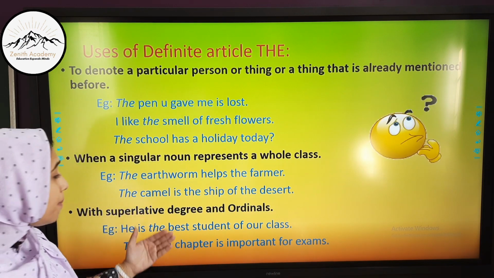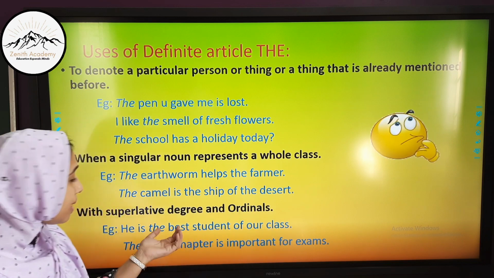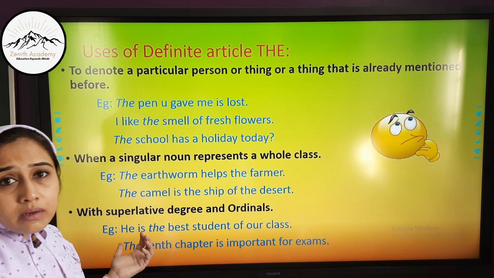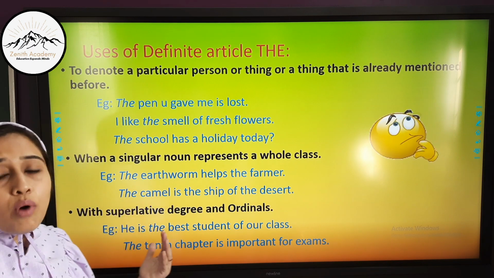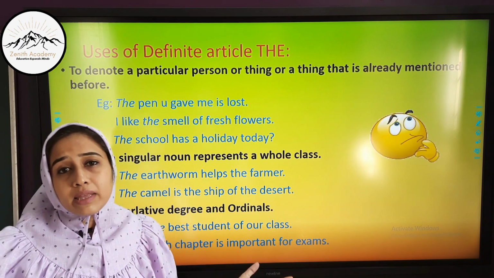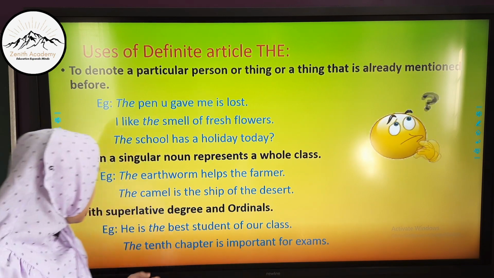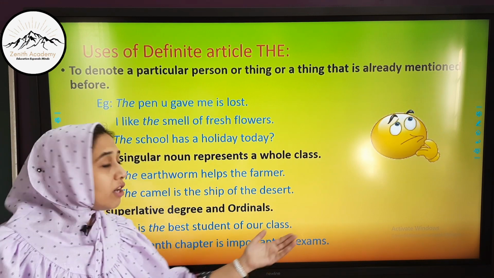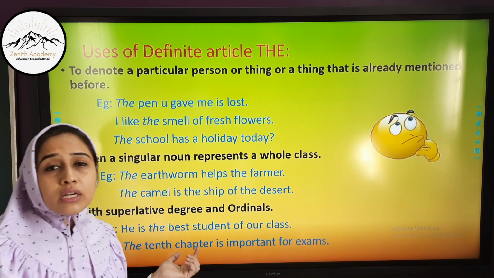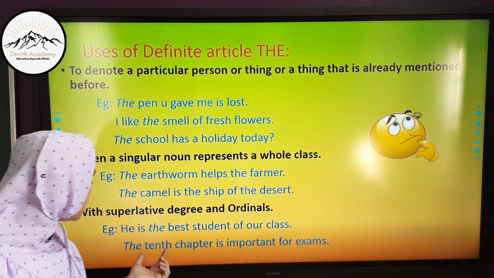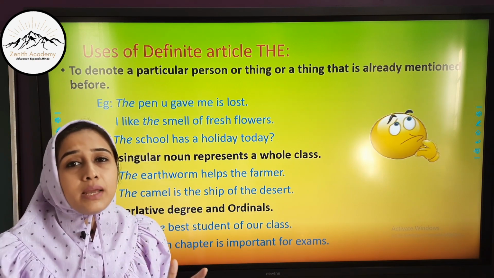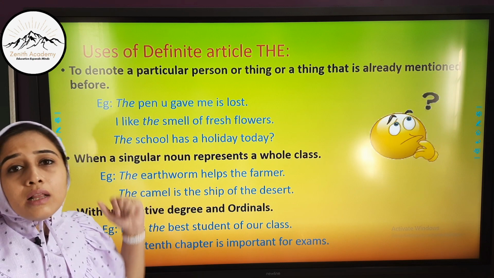He is the best student of our class. Best here is the superlative degree used for a person, used to denote a boy's quality. So the will be used because there is nobody as good as him in the class. He is the best. The 10th chapter is important for the exam. Here an ordinal is used, 10th. We are denoting a particular chapter that is important for the exam, and that is why the is used. Definitely we know what particular thing we have to study. So here the definite article the is used.